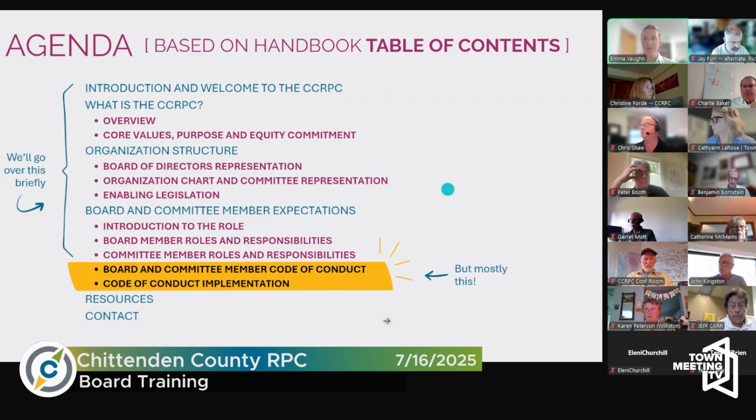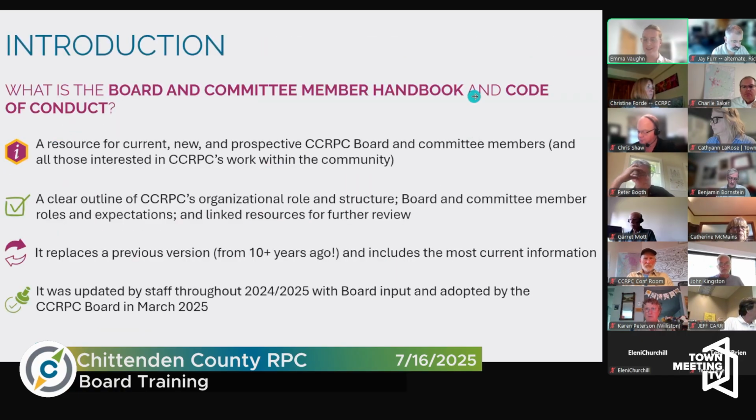So just getting started here, what is the handbook and the code of conduct? This is a resource for current, new, and prospective board and committee members. And it's also pretty helpful for all of those interested in our work within the community. It's an outline of our organizational role and structure. And it really clearly outlines board and committee member roles and expectations as well. And there are a ton of linked resources for further review throughout the whole document, where you can dig in and learn more.